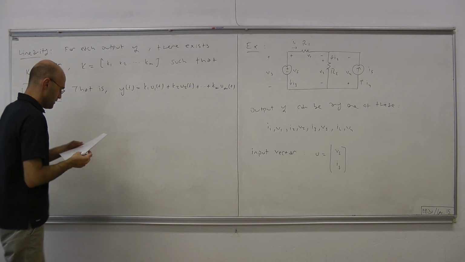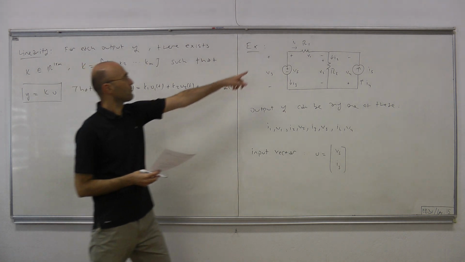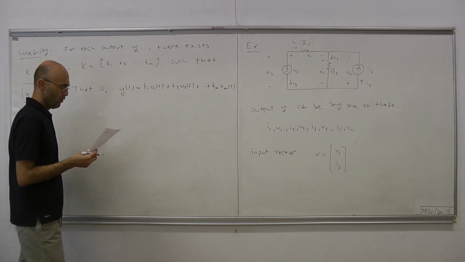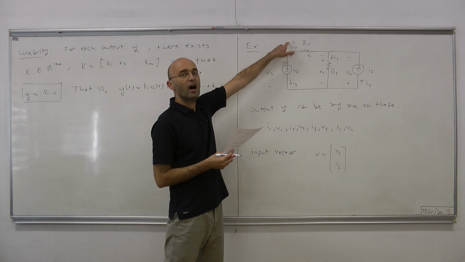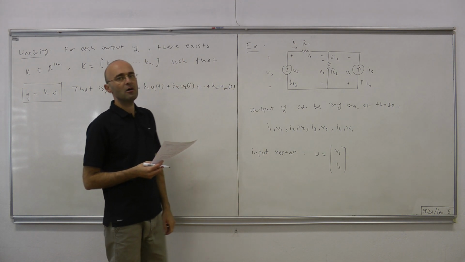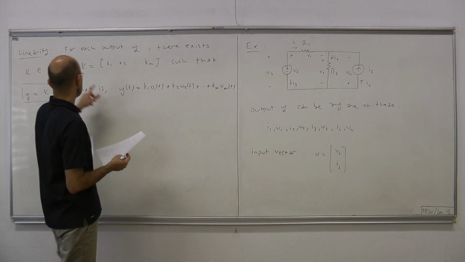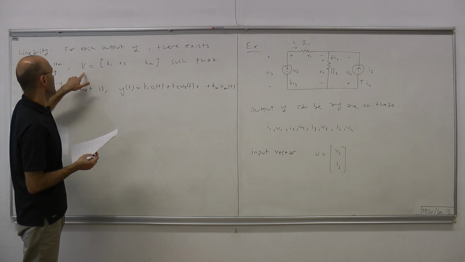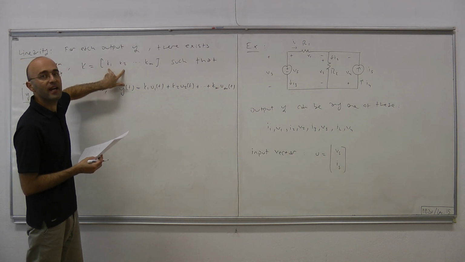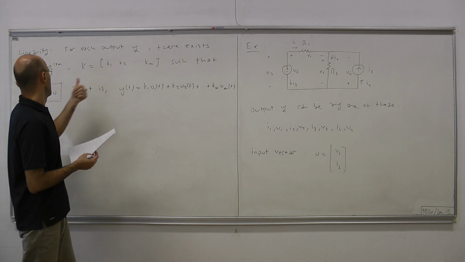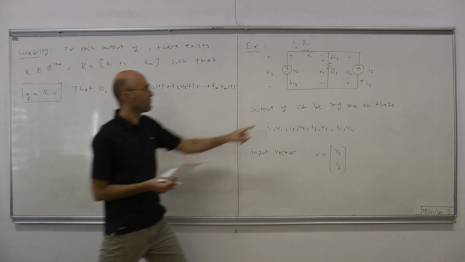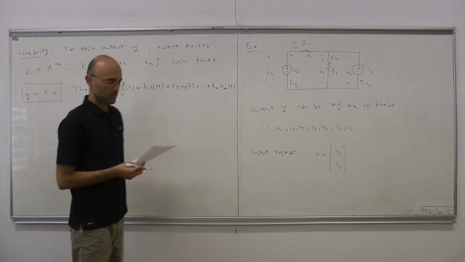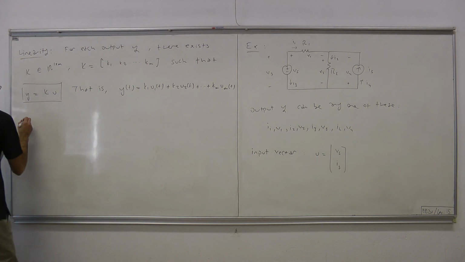Okay. So, let's return to our example, and for this current I1, taken as our output, let's figure out the K matrix, or the entries of the K matrix, that is K1 and K2. Because in this case M is 2, because we have 2 inputs. Okay, example.